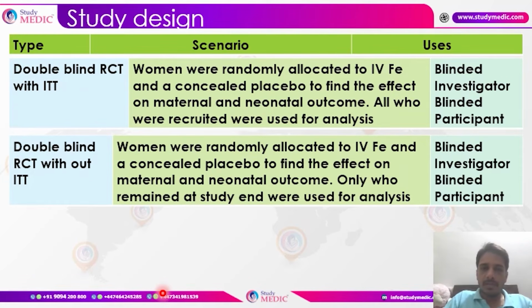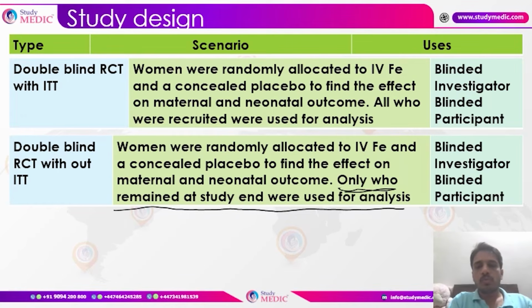Now look at the next scenario. Here, the same allocation was done, the same scenario, but only those who remained in the study at the end were used for analysis. Those who were lost to follow-up, non-compliant or crossed over were all excluded from the analysis. And this type of study is a double-blind RCT without intention to treat.